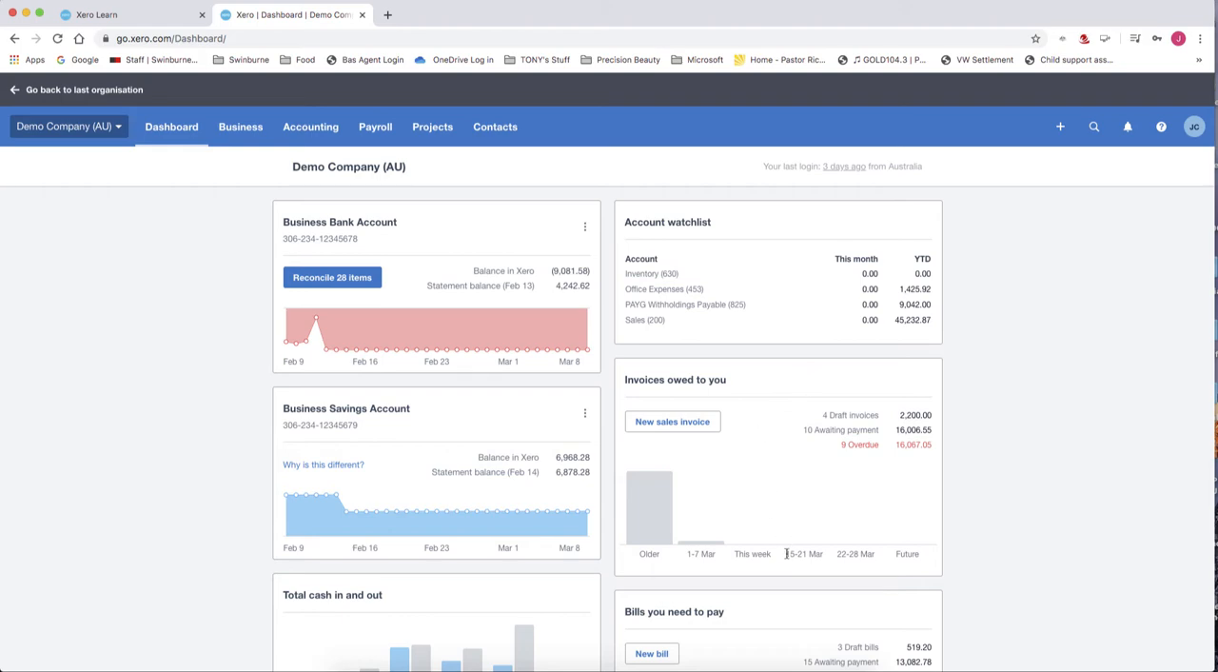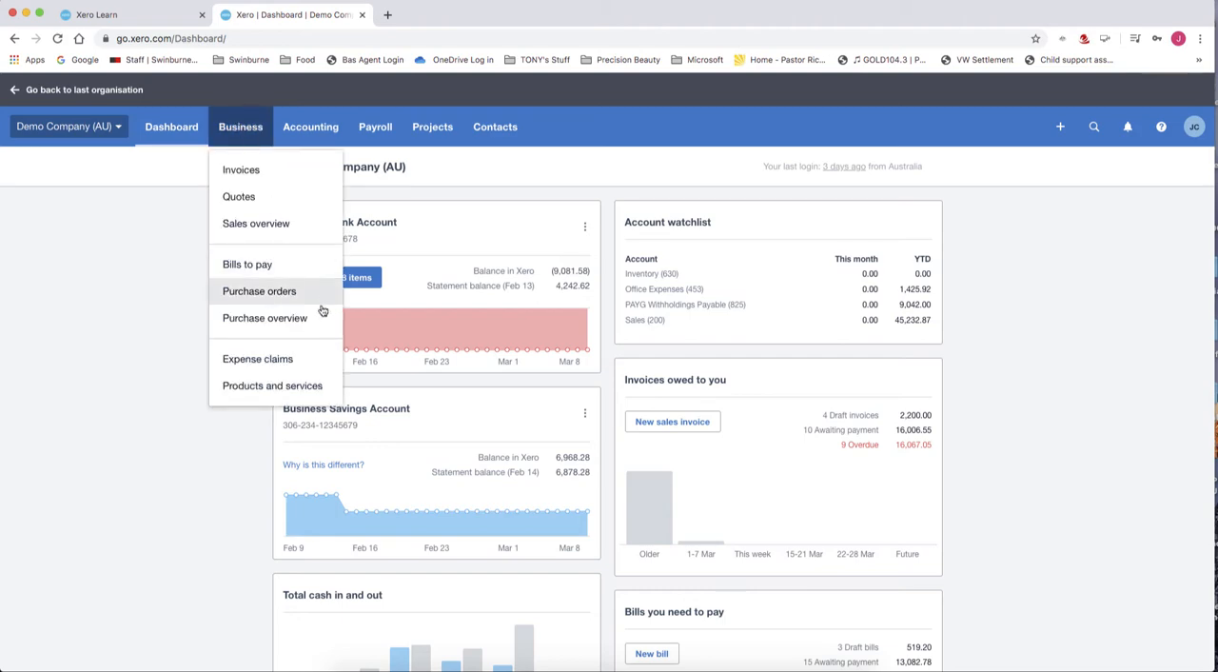Now the important thing to remember when we're paying bills, that is when we're paying off our accounts payable, we must always do that from the business and from the purchases overview or the bills to pay section. This is really important because it ensures that the amount that we're paying comes off that accounts payable account, and the particular bill that we're paying is also showing in the system as being paid.